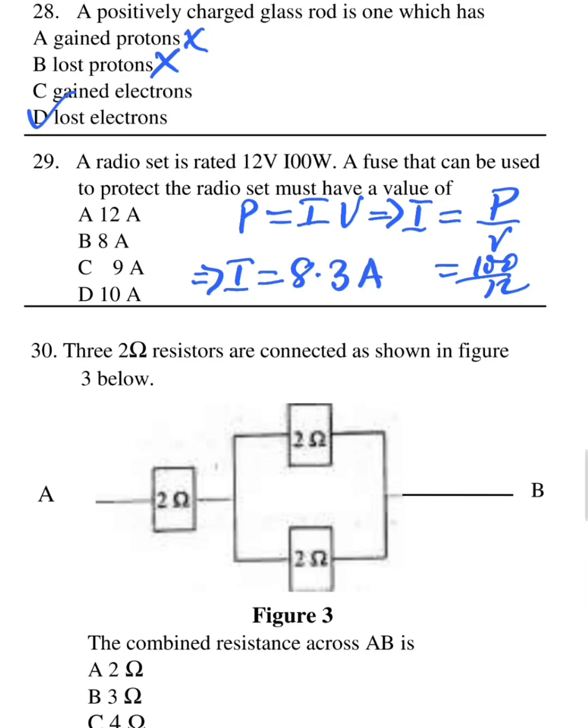And normally the fuse value seeks to protect the appliance from damage when the current goes too high. So a value slightly above 8.3, the operating current for the appliance, would be appropriate for the fuse value. Amongst all the options, it is C, 9 amperes. That is slightly above the current the appliance can take. And so that is the appropriate fuse value for the radio set.